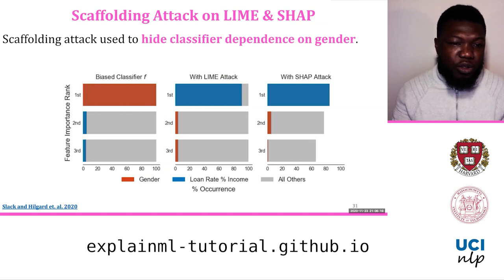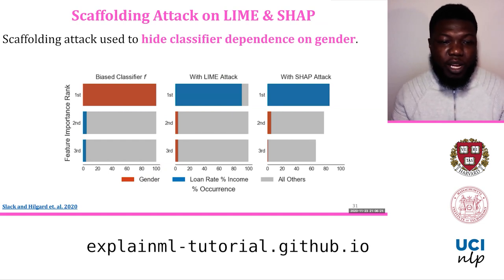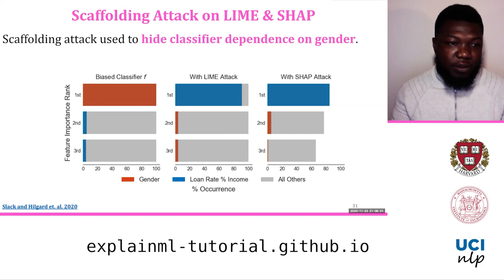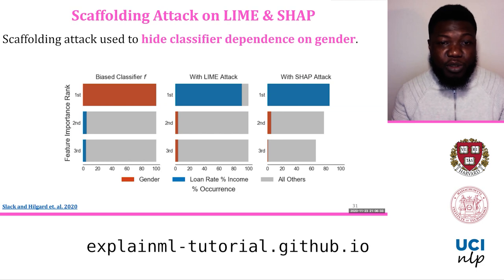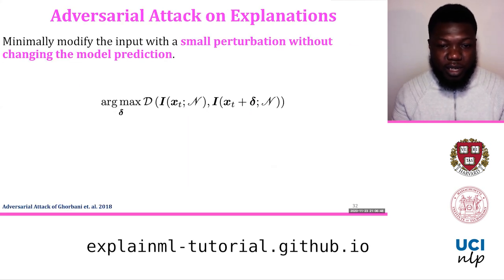And you can also perform what is a scaffolding attack, where you can train a model to completely rely on the gender for a particular dataset. And so this is artificially injecting bias. And in the scaffolding attack of Slack and Hilgard, they were able to hide the bias of the model from LIME and SHAP methods, indicating that you can mislead post-hoc explanations very deliberately.